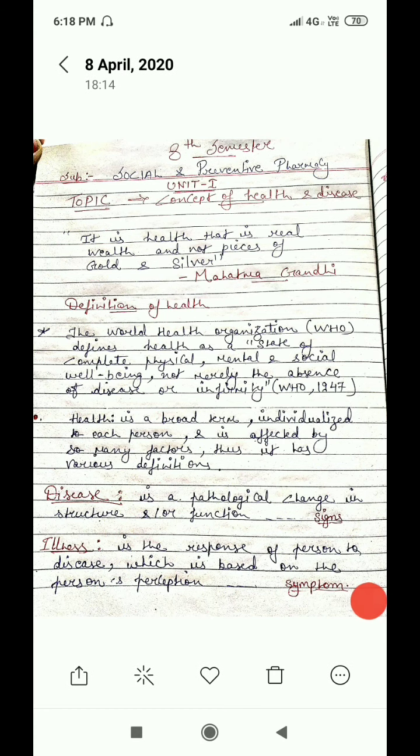Disease. Disease is a pathological change in structure and or functions, like the signs. What are the signs that describe the disease? Then illness. We talk about illness. What is illness? Illness is the response of a person to disease. What the person responds to the disease, that is illness, which is based on the person's perception. Means illness is according to the perception. What a person perceives, that is illness. Means symptoms. Symptoms decide the perception of the person.